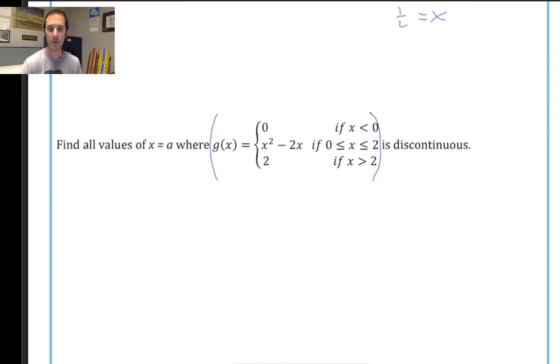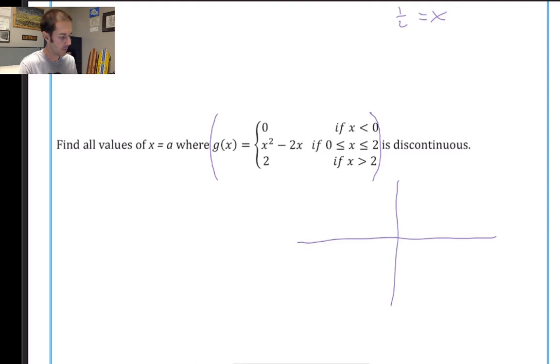The good part about this piecewise function is that the three functions, or parts of our function over here, each one of them is independently continuous. We've got two constant values and a polynomial, so they're all continuous. We just have to make sure that they link up.